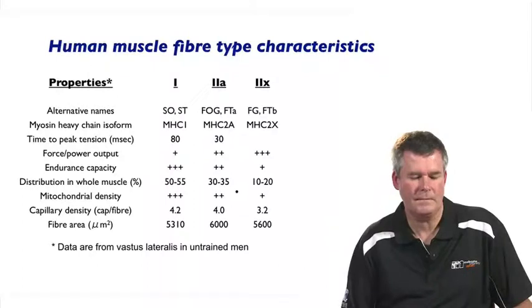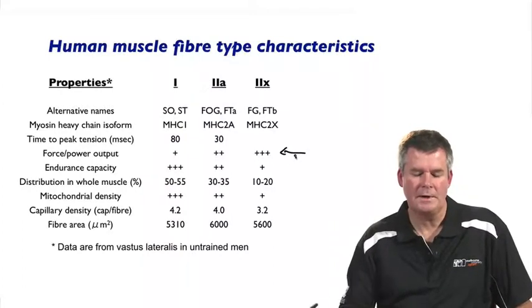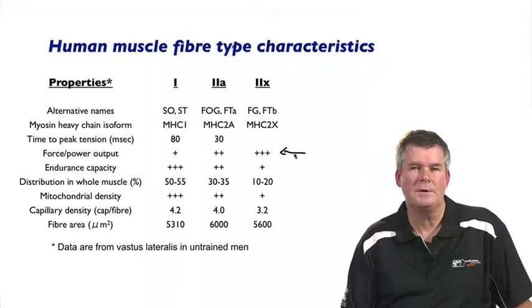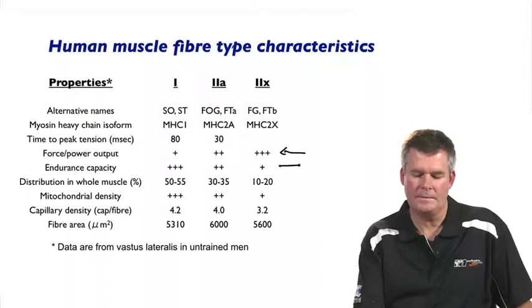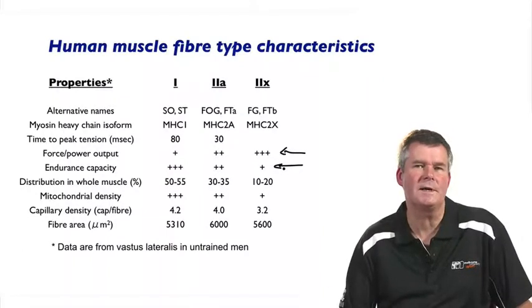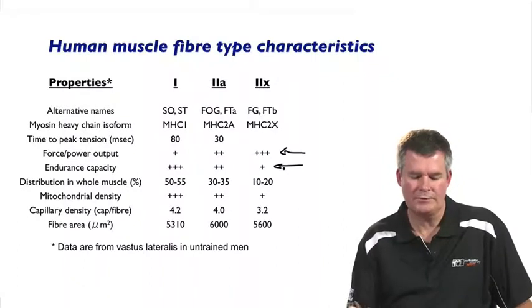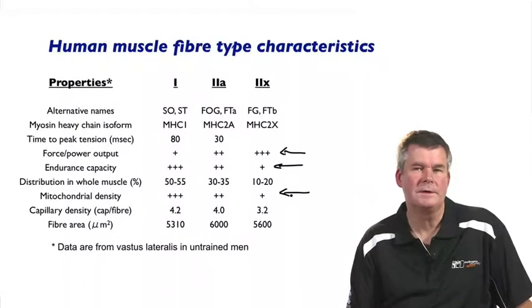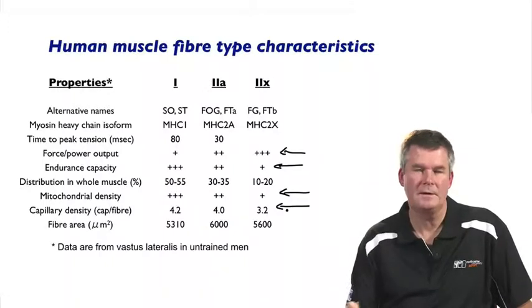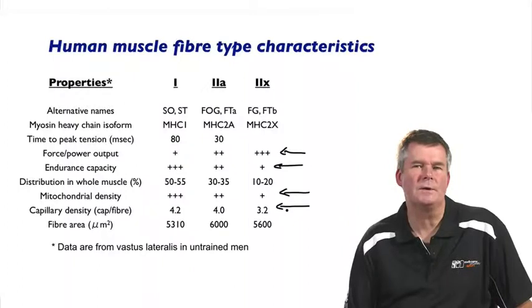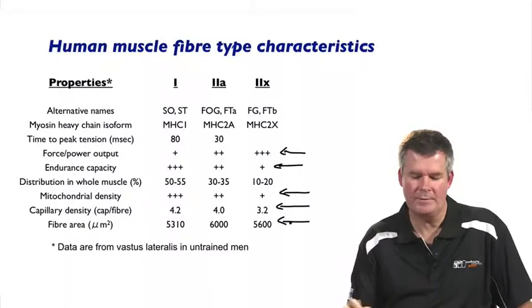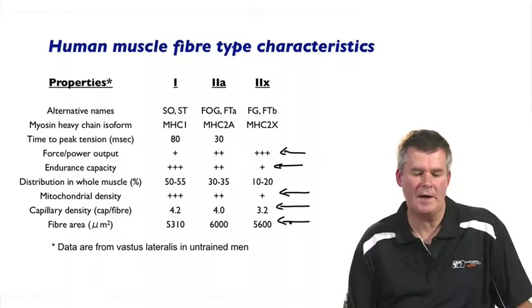You can see differences in the mechanical properties of these fibre types. The force and power output is higher in the type 2 fibres, and in contrast, the endurance capacity is higher, the fatigability is less in the type 1 fibres. This relates in part to the mitochondrial differences and the supply of blood. So the type 1 fibres are more dependent on the oxidative energy system. The fibre areas, the type 2 fibres tend to be bigger than the type 1 fibres.